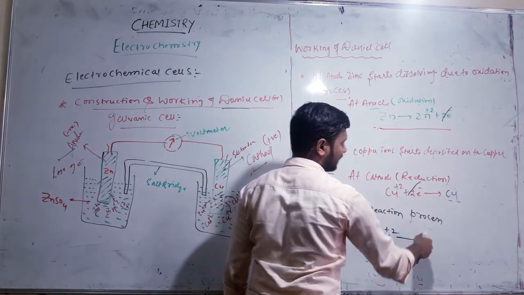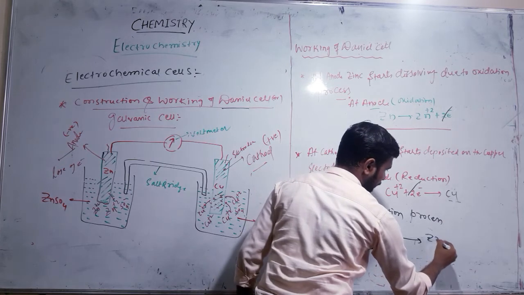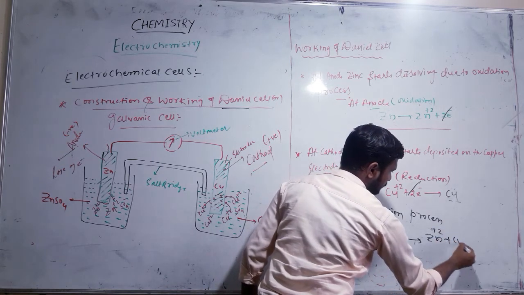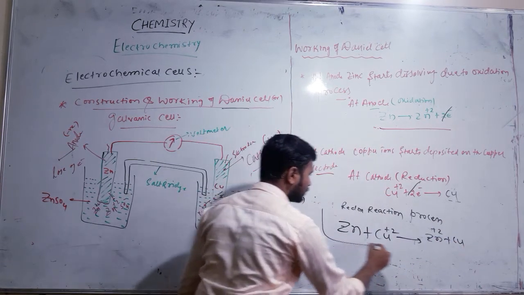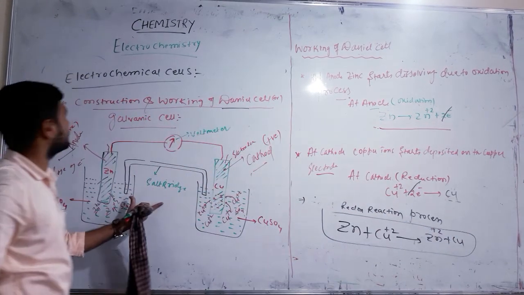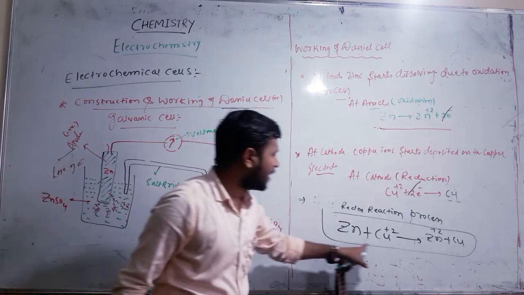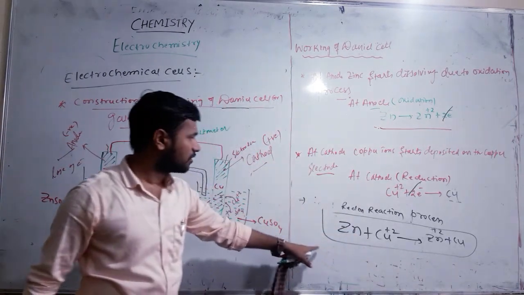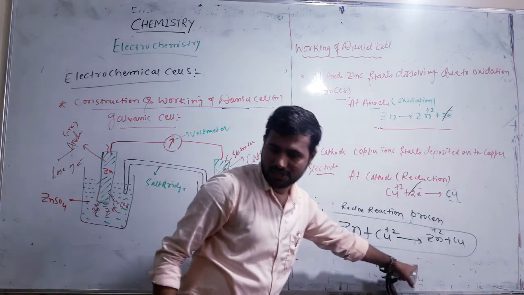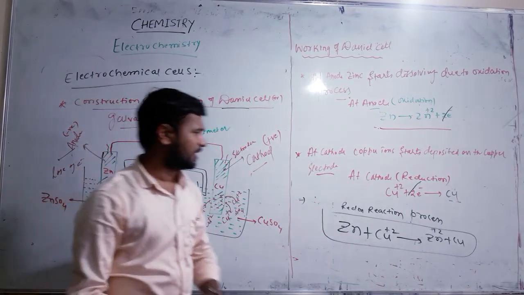Now what happens here? I can write first Zn²⁺ plus Cu. This is the total reaction which takes place in this Daniell or the galvanic cell. This is called the redox reaction process. Okay, simple. Redox reaction process.